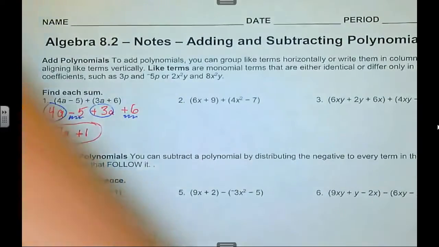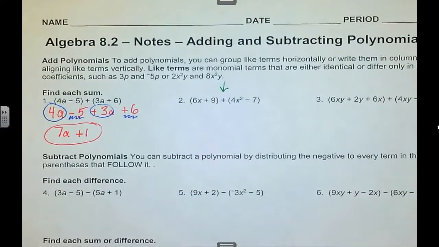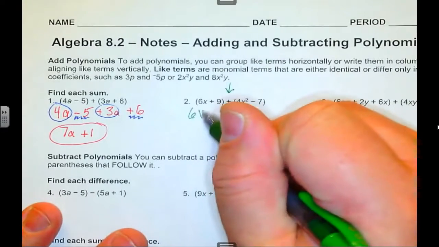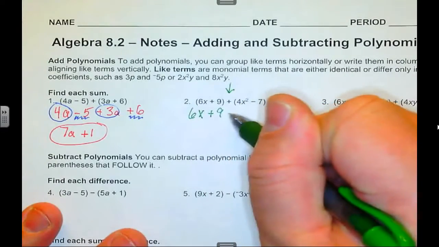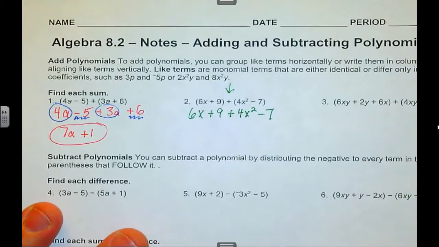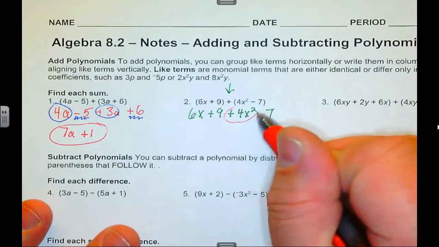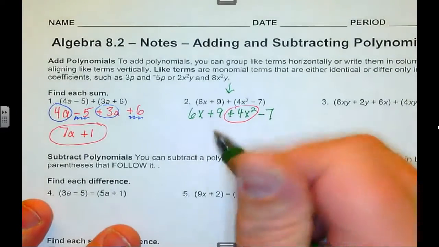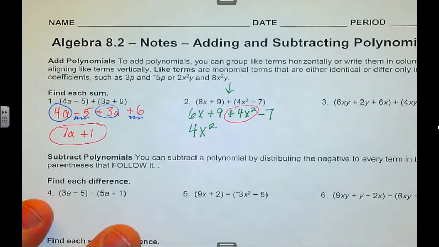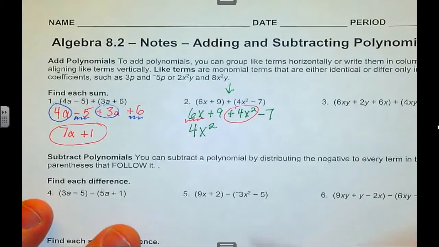Number 2, again, since it's addition, you're adding 2 binomials, right? 2 terms, binomial. You can drop the parentheses. Now, I'm rewriting this. You don't have to rewrite this. My highest degree, 4x squared, that goes first. Next one, 6x. So I have plus 6x.